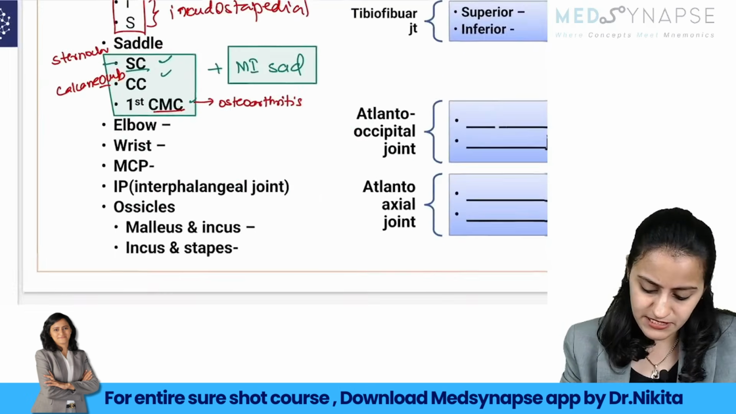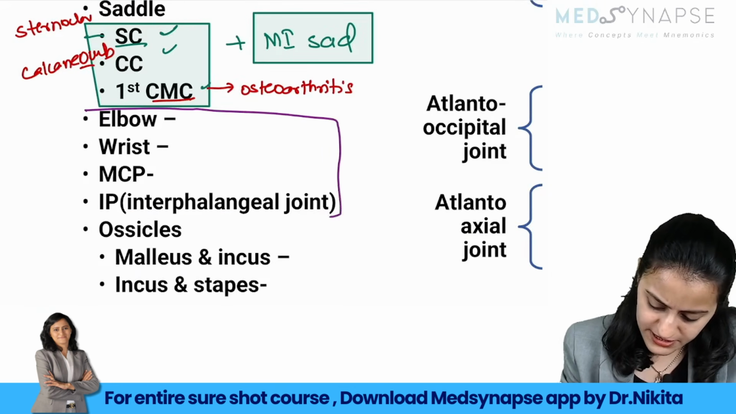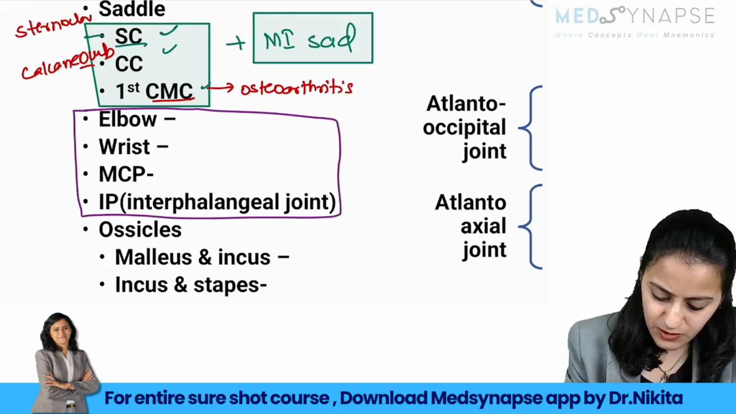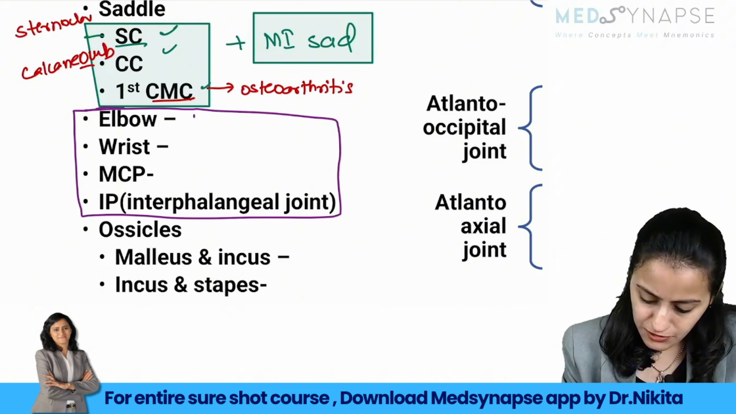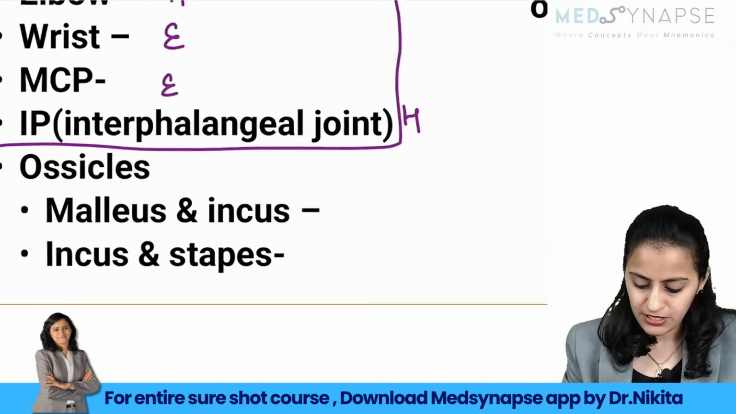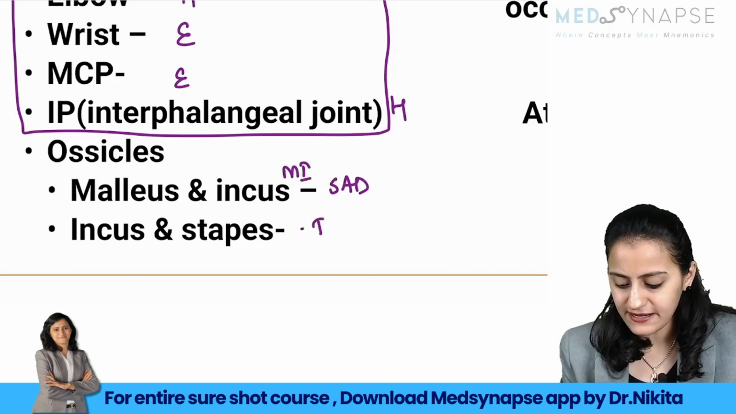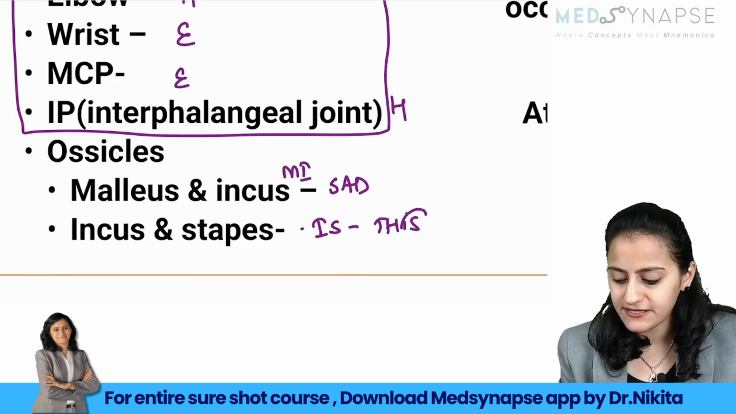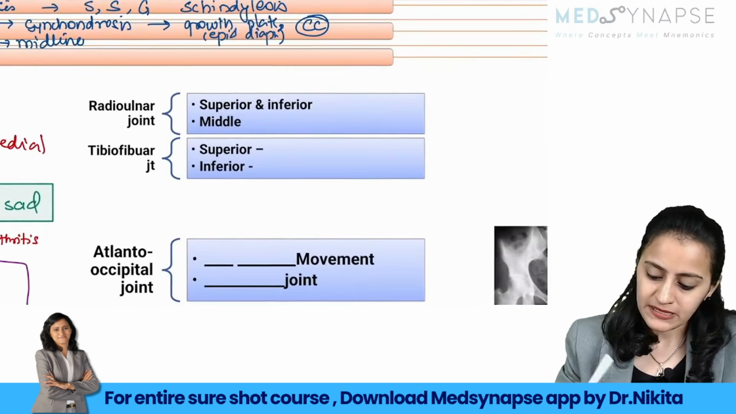Elbow, wrist, MCP and IP. We have seen the mnemonic for this. What was the mnemonic? That was a palindrome. So what was the palindrome here? H-E-E-H, right? In the ossicles, malleus incus, MI is saddle, and this is your ball and socket joint.